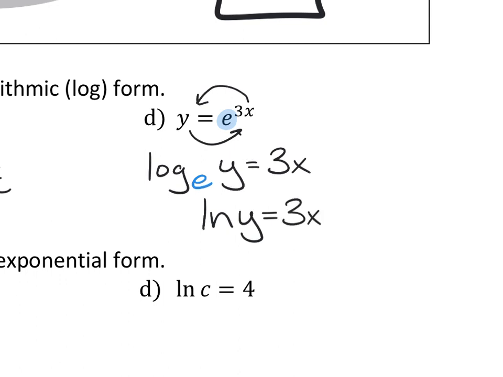I know it's tempting to say ln, and you can say that to yourself, but we're going to say out loud natural log. So natural log of y is equal to 3x is how we would write that. Okay, cool. So we went from exponential form to logarithmic form. Base stays the same, we log loop.